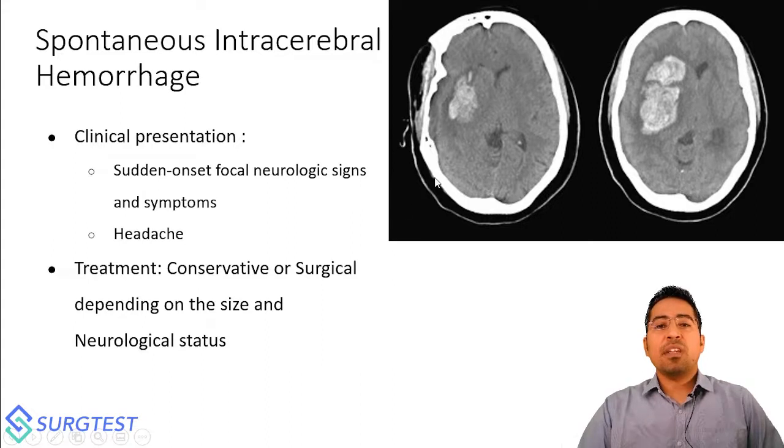And what is the treatment? If there is not much mass effect, only a small bleed, you can manage these patients conservatively by controlling the hypertension and giving anti-edema measures. And in case the size is quite big and there is a risk of brain herniation, then you can operate and evacuate the hematoma. So it depends on the presentation, the size of the hemorrhage, and the level of edema and mass effect by this hemorrhage. Depending on that, you will do the treatment.